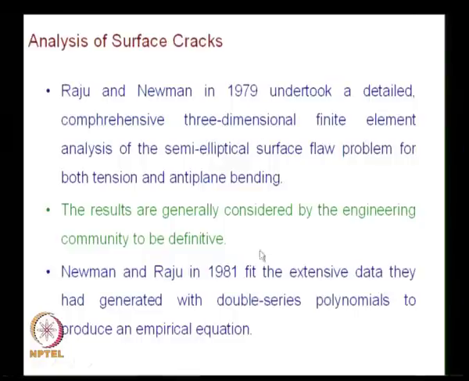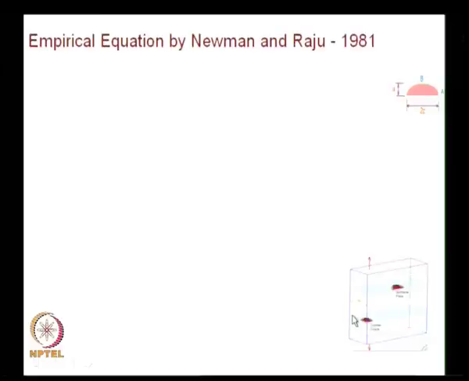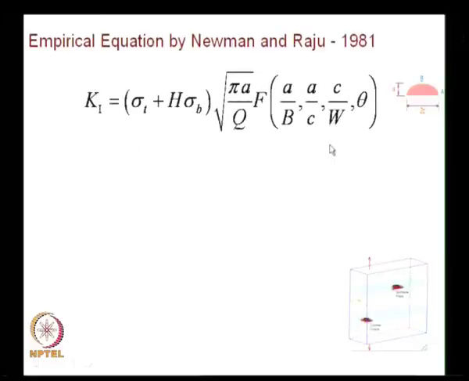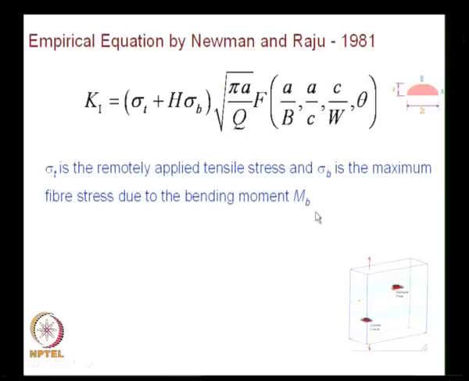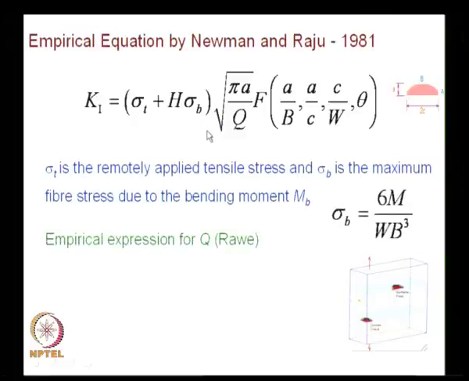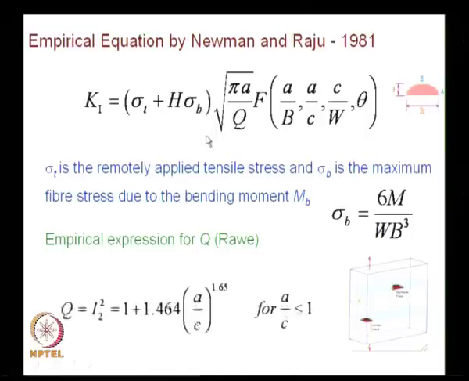that result in 1981 they had come out with an empirical relation consisting of double series polynomials, and the relationship looked something like this. This you had written in the last class, and sigma t refers to the tensile stress and sigma b refers to the bending stress, and we have also looked at how to calculate q.